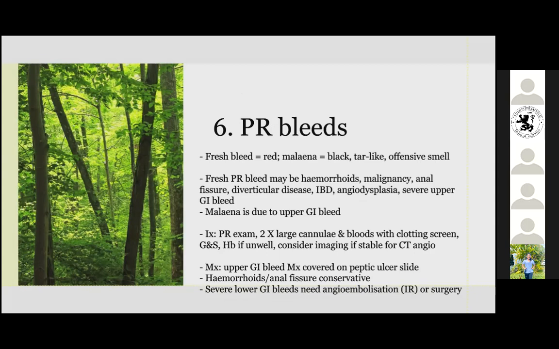So we're going to move on to PR bleeding. Just splitting this into two main types. There's fresh bleeding, which is where the blood is red, the same as if you cut your finger. And then there's melena, which is a black tarry-like stool, which smells very offensive.